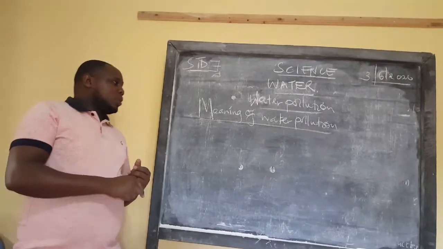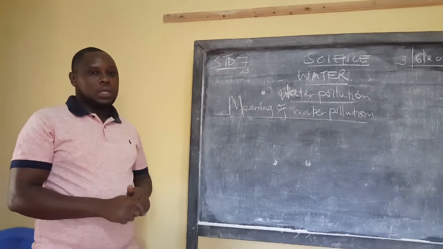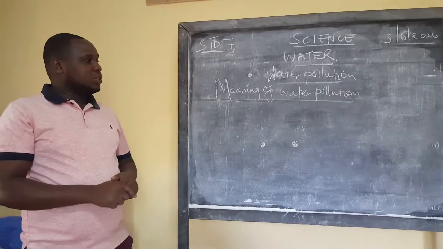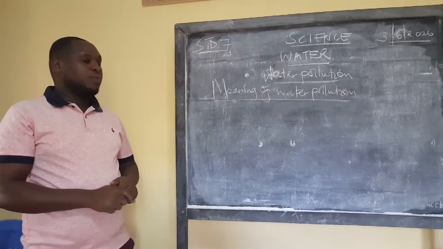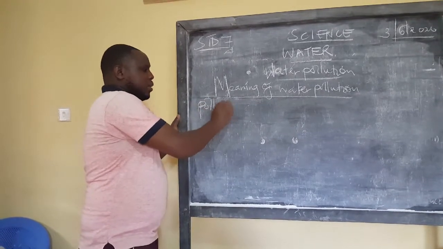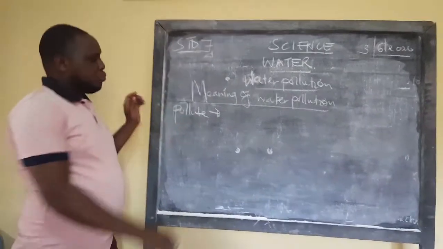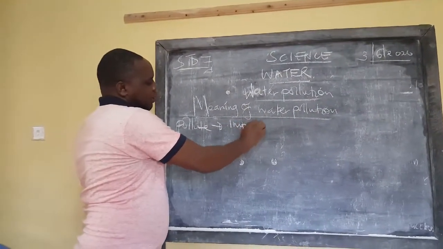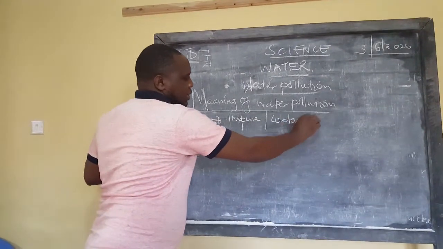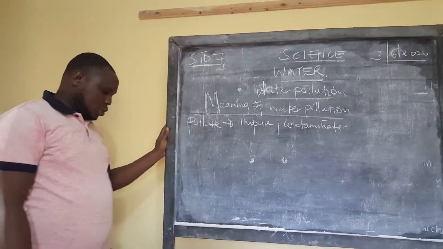Now, in today's lesson, we want to mention things to do with pollution, and we want to see how water is polluted. But before we get into that, we must know the meaning of water pollution. To pollute, we must start from there. What is to pollute? To pollute something is to make it impure, or to contaminate it.